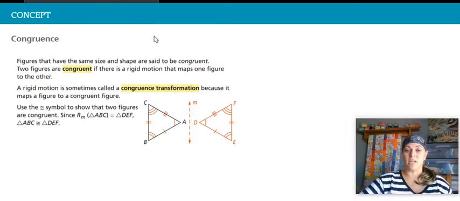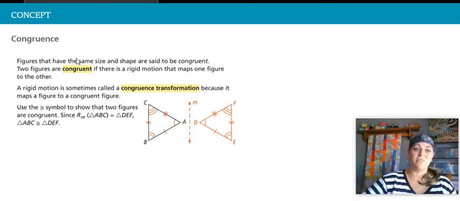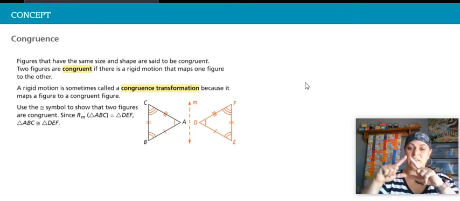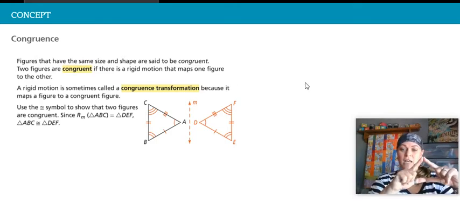Here's a big concept, congruence. Now, this definition I am not a huge fan of because it says figures that have the same size and shape are said to be congruent. The way they wrote it isn't exactly true. So let's say this is a triangle, and it will say it's 4 square units, but it's a triangle.